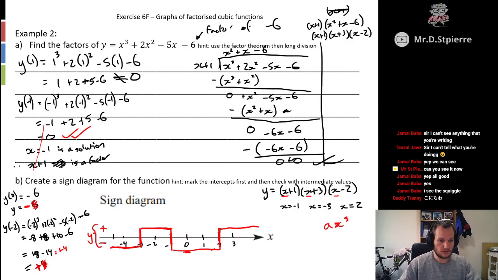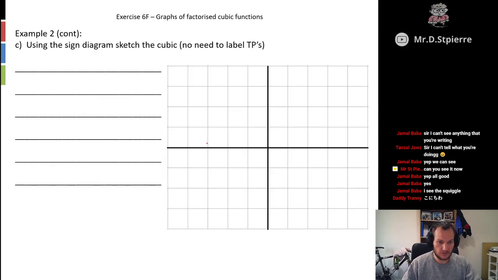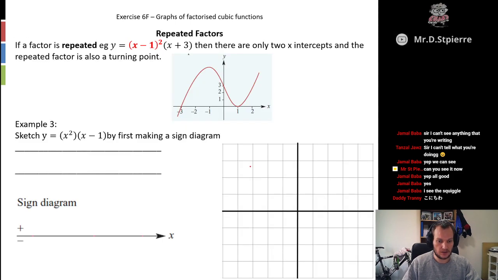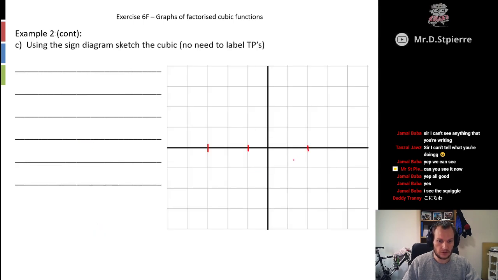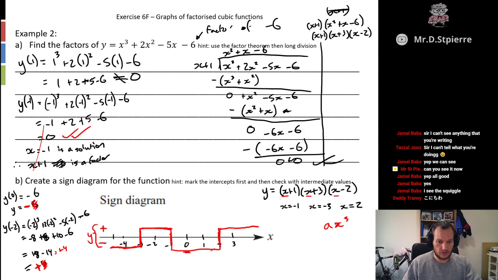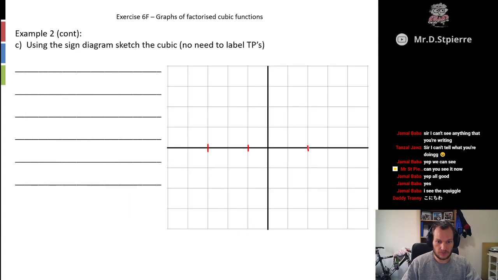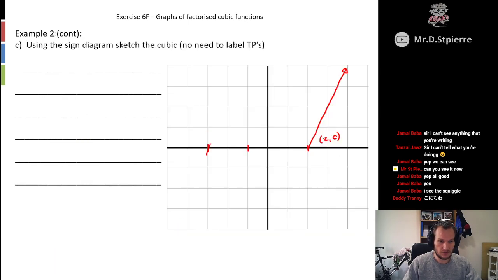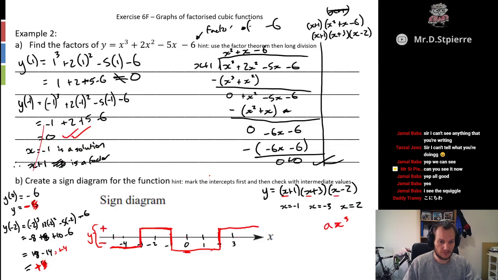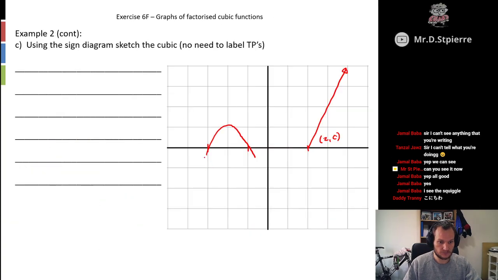Okay, so let's go back. Our intercepts are at -3, -1, and +2. We knew it was positive greater than 2, so it needs to be going up like that. We know it was positive between -3 and -1, so it must be doing something like that. Less than -3, down this way, it was negative. So my graph is going to go like that.